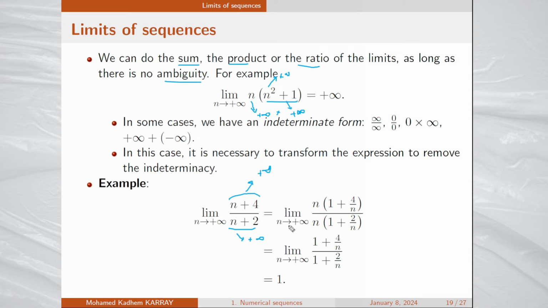In order to transform this expression, we take n here as a factor, and the remaining terms are 1 plus 4 divided by n, and also on the other side we get n outside the expression, and we get n multiplied by 1 plus 2 divided by n. So you see that the n now disappears, and we get this remaining ratio, and as n becomes large, this ratio goes to 1. So you see that we get the final result by some work on the expression.